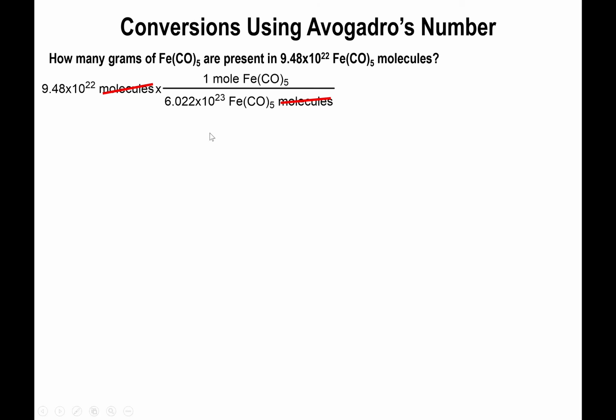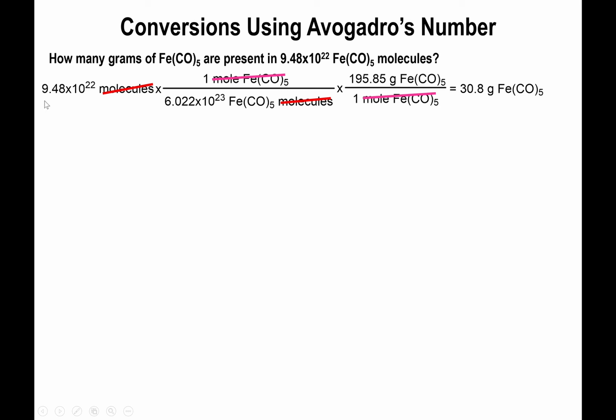So going back to the problem, since we have moles on top, in the next fraction we're going to have moles in the bottom. And the molar mass, 195.85 grams, will have to go on top. All right, so at this point you have to carry out the calculation. And what I recommend is that for the exponential numbers, you use parentheses in your calculator.